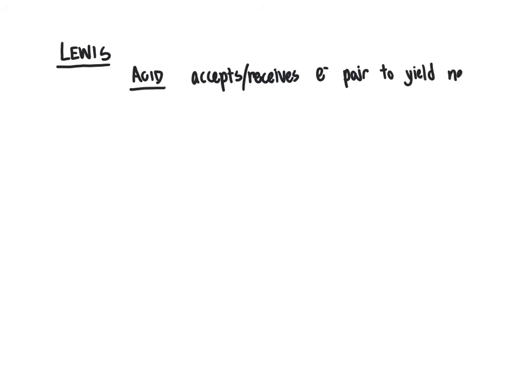When we're talking about a Lewis acid, the Lewis definition of acid refers to a molecule that accepts a pair of electrons to yield a new covalent bond. So during the course of a reaction, the acid is defined as the molecule that's going to receive or accept, I'm using receive and accept as synonyms here, a pair of electrons to yield a new covalent bond in going from reactant to product.